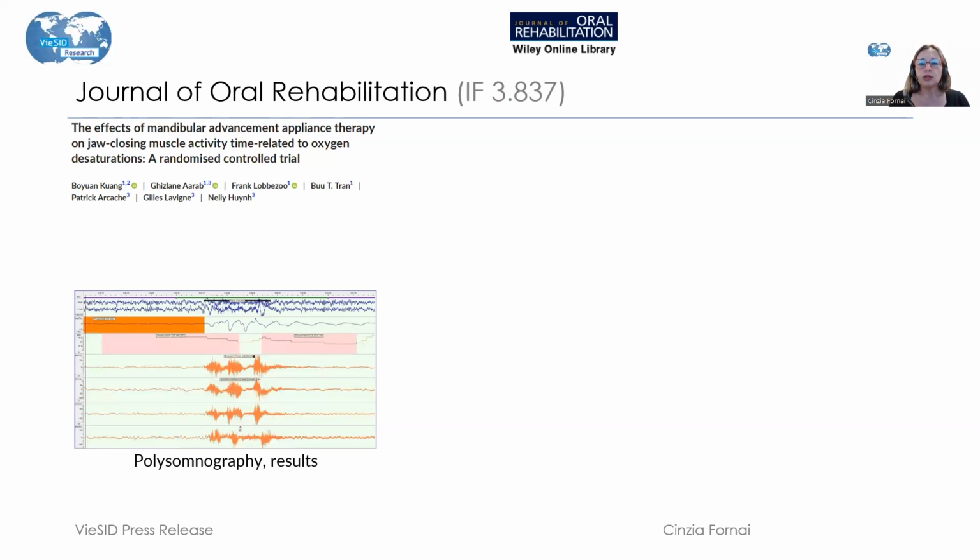They performed polysomnography on 18 patients with sleep apnea, with and without mandibular advancement appliance, after a period of habituation to the device. I will report here on the main results of these studies.